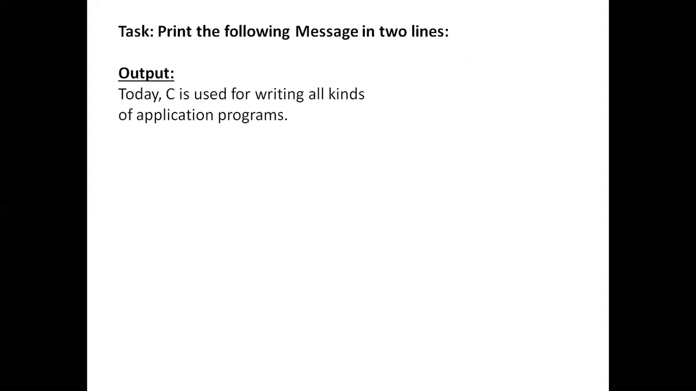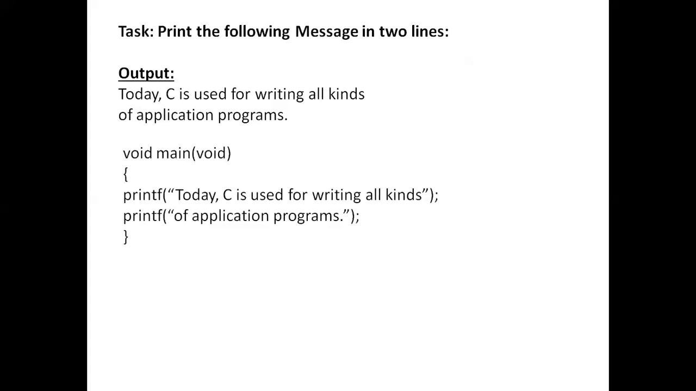Our first task is to print the following message on the output screen in 2 lines. As you can see, in the first line we will be printing "C is used for writing all kinds of application programs" and then the rest in the next line. So how will you write that program? Most probably you will be using 2 printf statements.